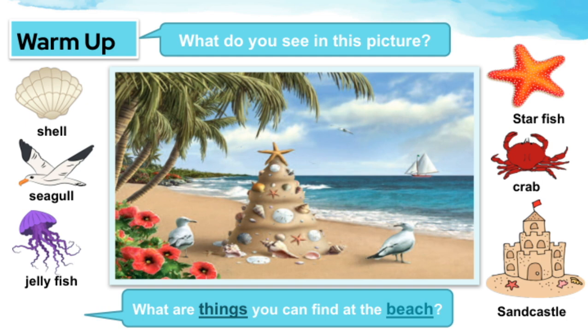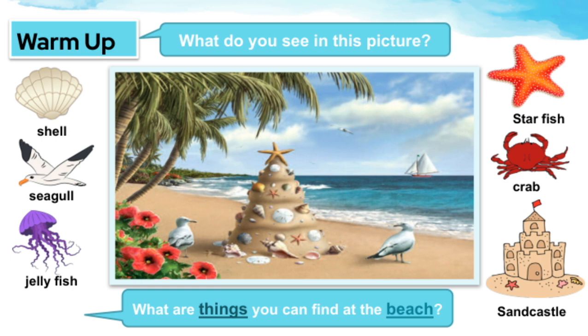The seagull is often seen flying around, searching for food. The crab is scuttling along the sand, sometimes hiding under shells. The shell itself is usually found washed up on the shore, and the jellyfish drifts in the water, sometimes close to the beach. The sandcastle shows how people enjoy building and playing in the sand. And the starfish is just one of the many fascinating creatures living in the ocean.